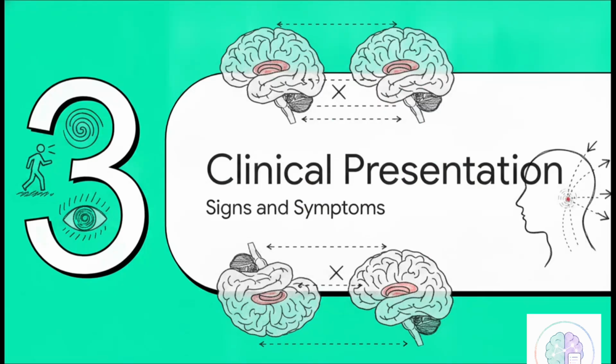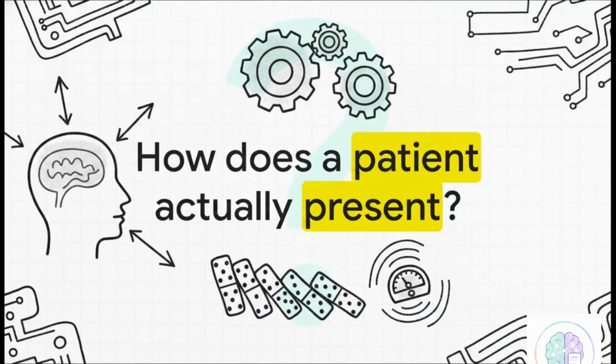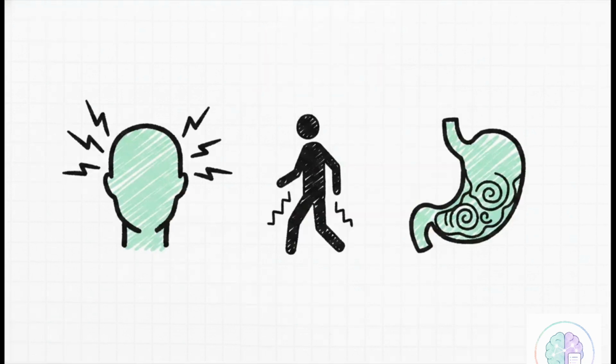Section 3. Clinical presentation and symptoms. All right, so what does this actually look like when a patient with an isolated fourth ventricle walks into your clinic? What are the domino effects of all that expanding pressure? At a baseline, the steadily building intracranial pressure triggers a cascade of really uncomfortable general symptoms.